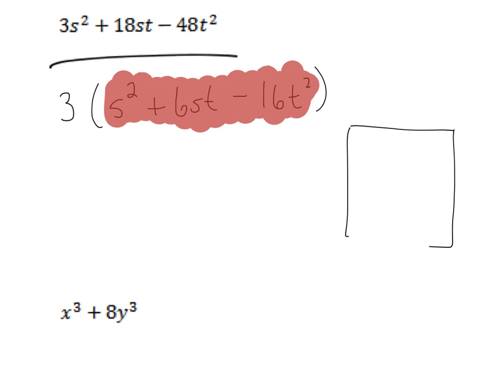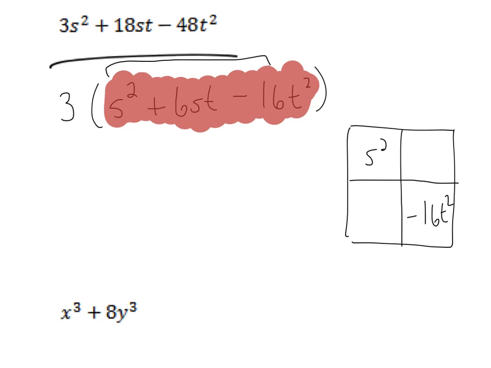So we'll try to do our little box and see if we can't factor this trinomial. So this is s squared, this is negative 16t squared. So if I multiply the 1 and the negative 16, that becomes negative 16. So I need two numbers that multiply to negative 16 but add to 6. So the two numbers would be positive 8 and negative 2. So I'll put 8st like we did above and negative 2st here.